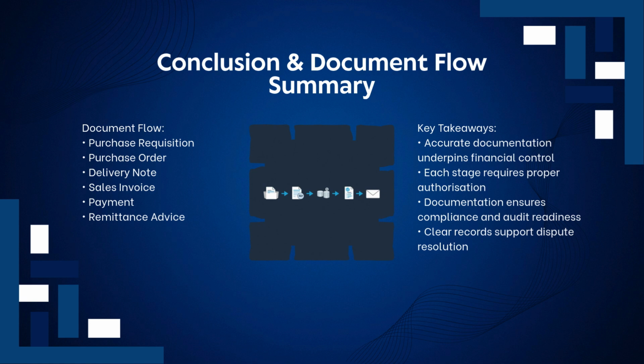In conclusion, we have a document flow. Document flow states the order of the documents: which documents come first, which come second, third, or last. Firstly, in a purchase scenario, we will have a purchase requisition first, followed by a purchase order, then a delivery note, then a sales invoice, then payment, and consequently, if needed, a remittance advice.